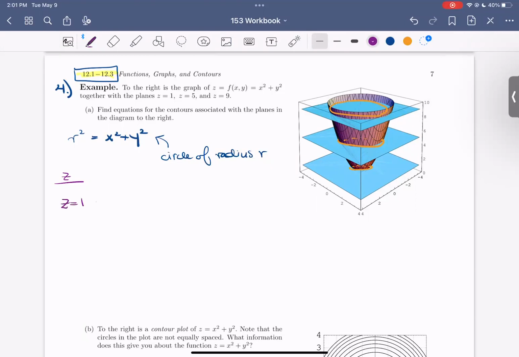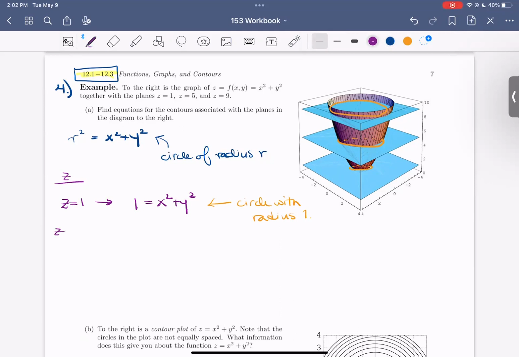When z equals 1, what do we get? We get 1 is equal to x squared plus y squared. What kind of graph is that? This is just a circle with radius 1. Now let's do this with the other z values.